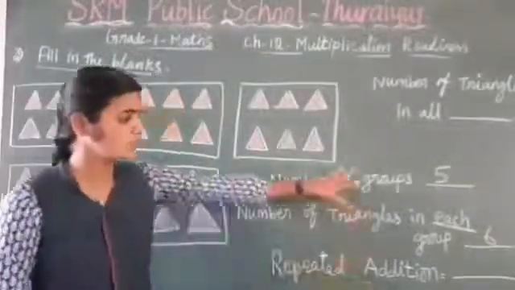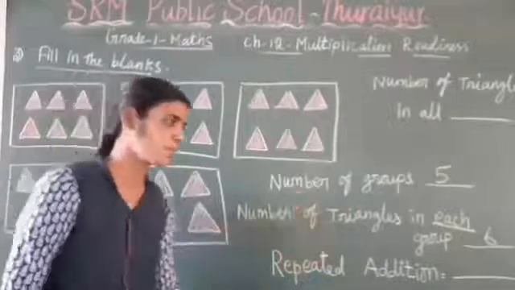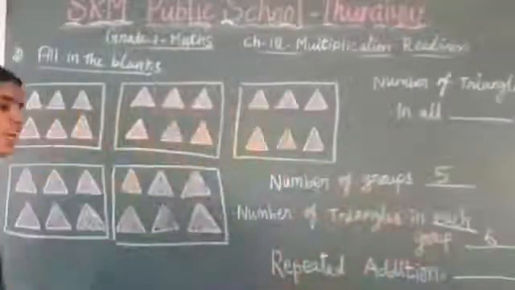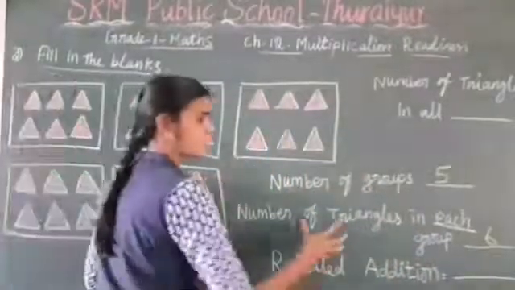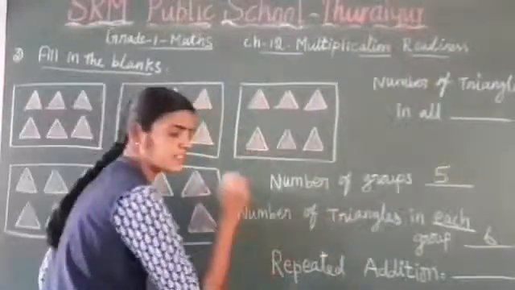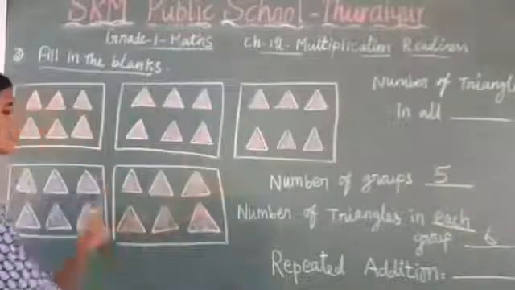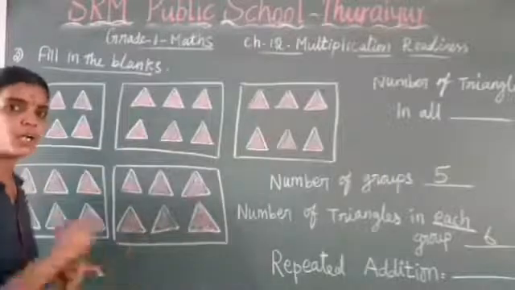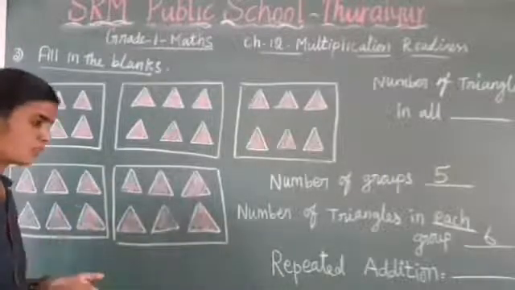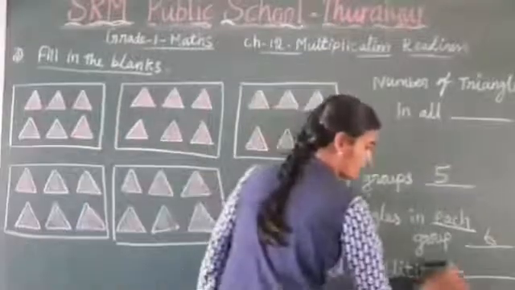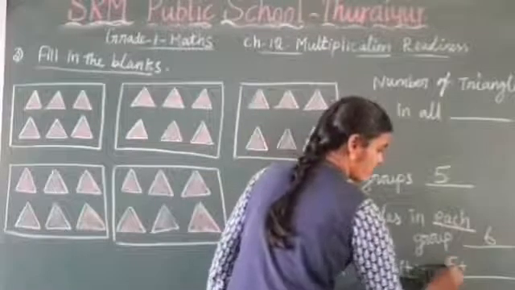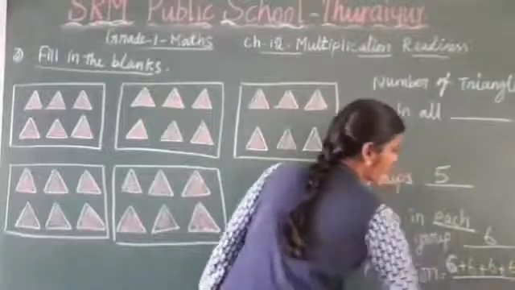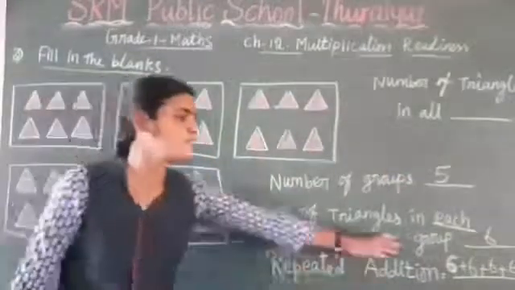Repeated addition. Using these two statements, you have to make a repeated addition sentence. 5 groups, each group 6 triangles. How will you write? 5 times 6. Correct? 1, 2, 3, 4, 5 times. Each group how many? 6. So 5 times 6 you have to write in the repeated addition form. I have written 5 times 6.